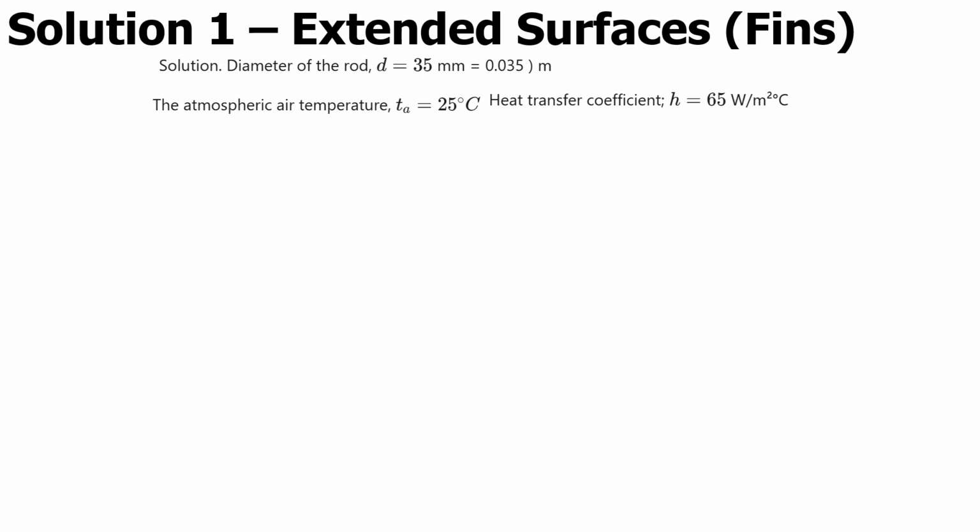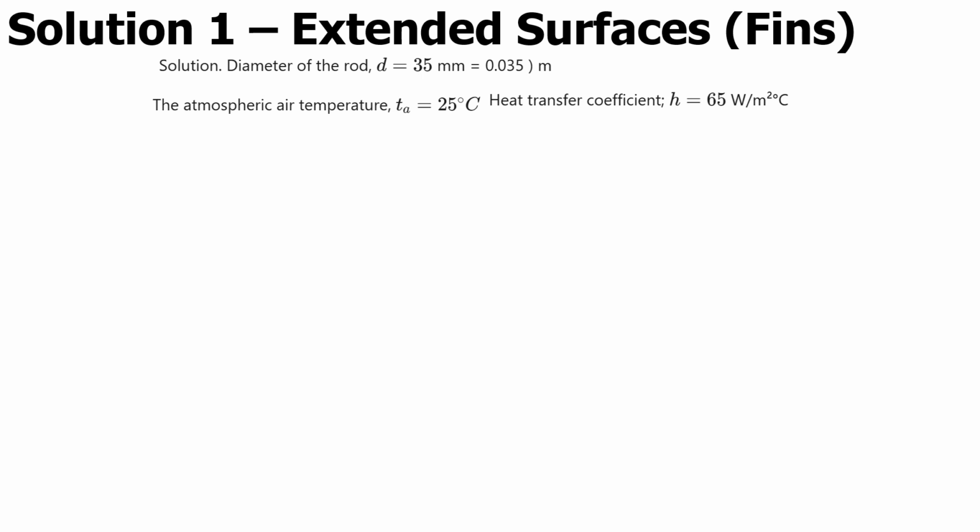Now let's begin with the solution by outlining the given parameters. The diameter of the rod D is 35 millimeters. The atmospheric air temperature TA is 25 degrees Celsius. The heat transfer coefficient h is 65 watts per square meter degrees Celsius.